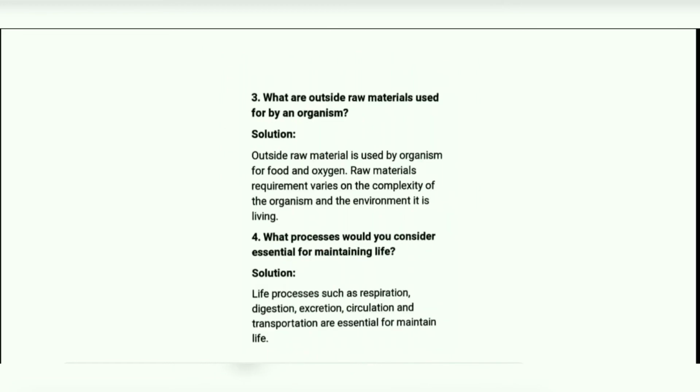The next question. What are the outside raw materials used by an organism? We have already discussed this. Outside raw materials are used by organisms for food and oxygen. Raw material requirements vary depending on the complexity of the organism and the environment it is living in. So the outside raw materials are food and oxygen, required by an organism. Then next question.